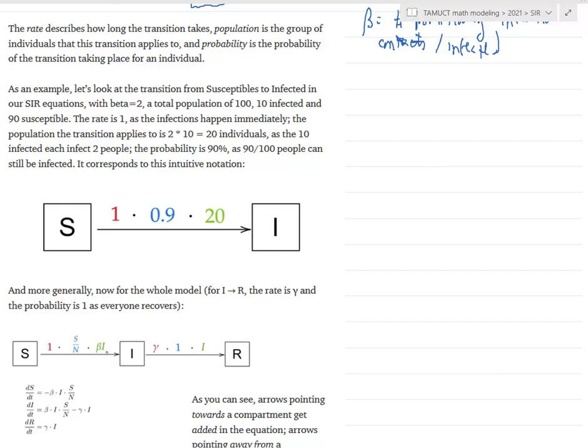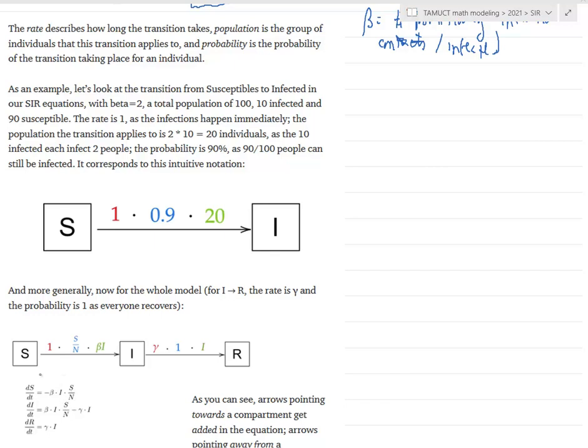Again, here beta I, that's the number of potentially infectious contacts. This is the proportion of infectious contacts that reach an infectable person. And then if it does reach an infectable person, it's with probability 1. Right? And then he draws an arrow here. All right? So those are your rates. Those are your rates of transition. And that's why you have these terms on the right-hand side.